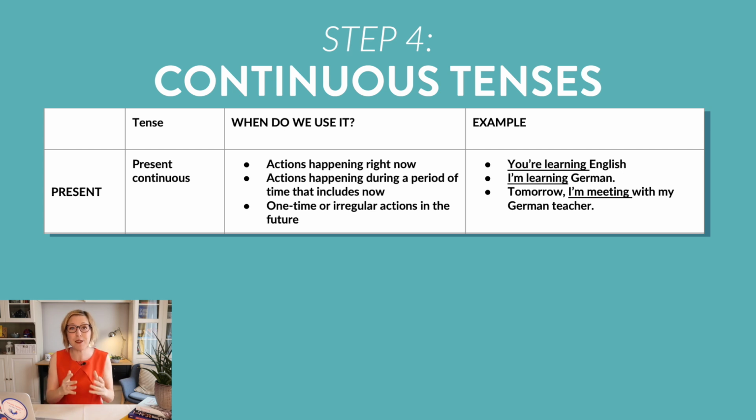And we also use the present continuous for one-time or irregular actions in the future. So for example, tomorrow I'm meeting with my German teacher. It's not every Saturday, but it's tomorrow, because today is Friday when I'm filming this. So tomorrow, Saturday, I'm meeting with my German teacher, but it's not a regular thing.